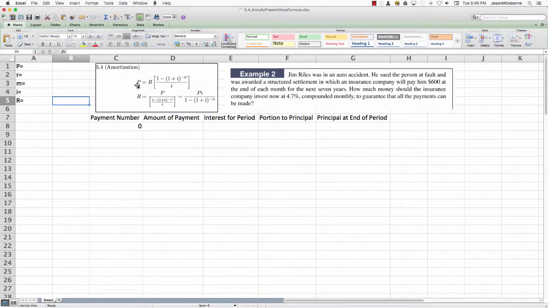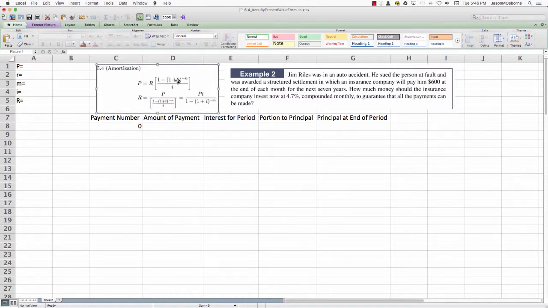So what we are seeing in this problem is that P is the present value. This is evidently what you'd like to find. What you need to know in this problem is an R value. R is the amount payment that will be made out of an annuity. I is the interest rate over a certain time period. N is the total number of payments that will be paid out over the time period.